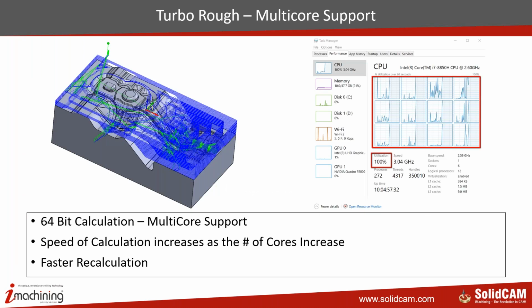So with the roughing, it's a 64-bit calculation. Like I said, the speed of calculation increases as the number of cores increase, giving faster recalculation times. And you can see that when the calculation is happening, the utilization of all the cores is 100%, indicating that it's really utilizing all the cores when it is doing the calculation.